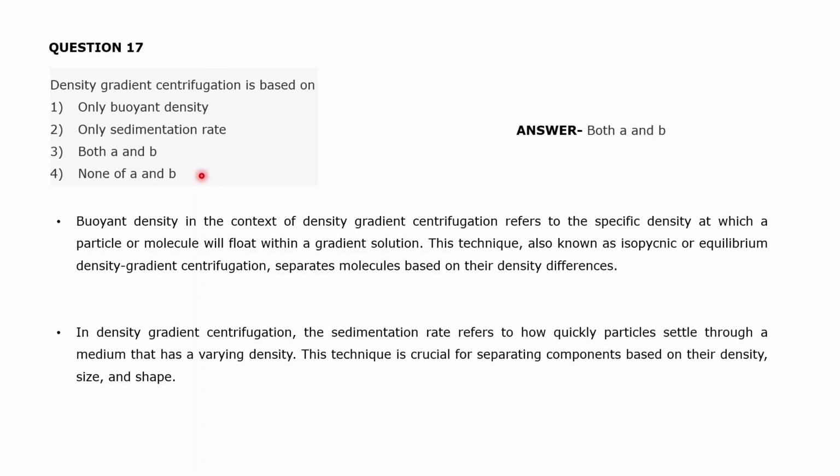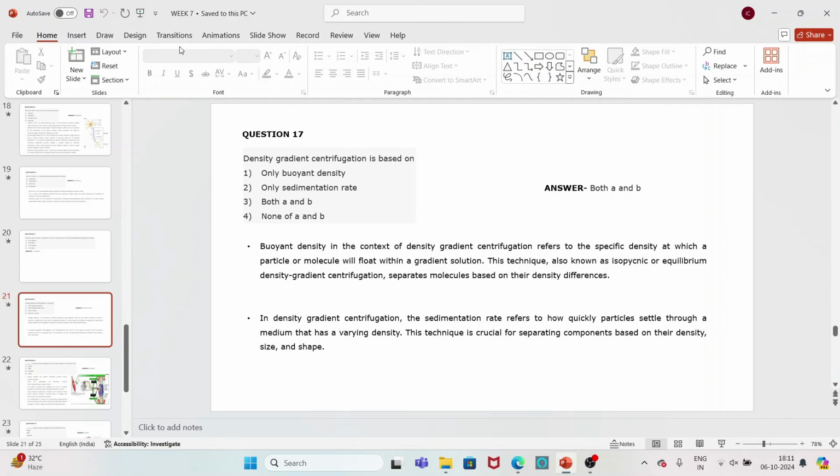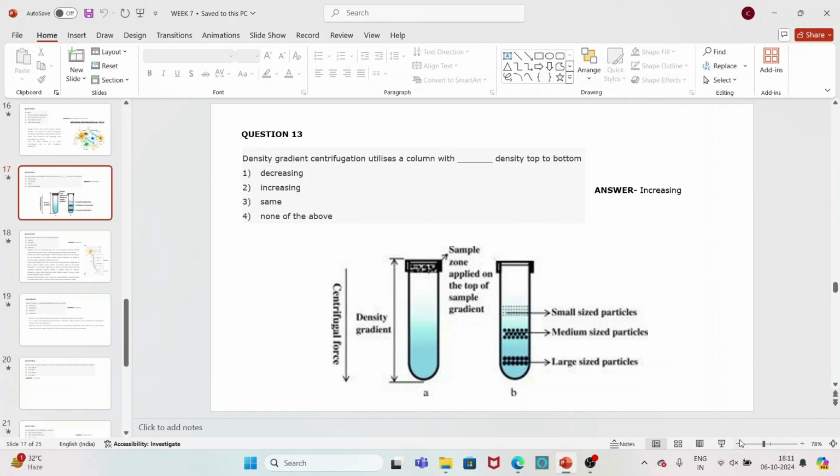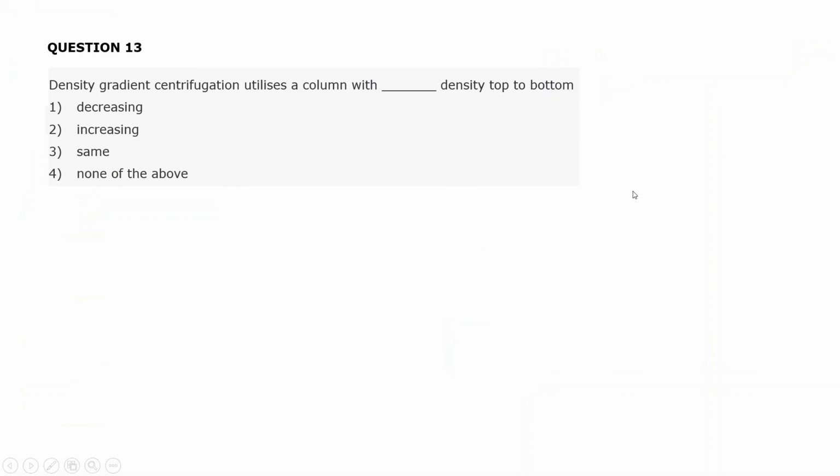So basically, if you look into this aspect, first of all, the first option, buoyant density. In density gradient centrifugation, it refers to a specific density at which a particle or molecule will float within a gradient solution. This technique, also called isopycnic or equilibrium density gradient centrifugation, separates molecules based on their density differences. So I will move on to the previous slides. Yeah, so this slide.